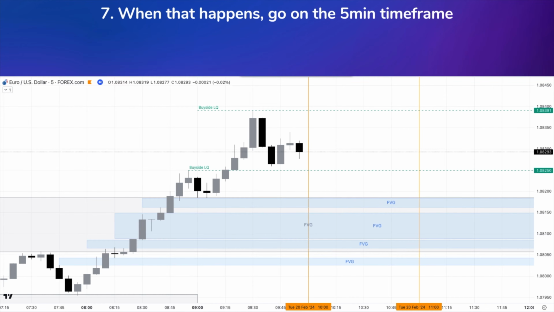Step number 7. When that happens, we're gonna go on the 5 minutes time frame. Notice here, guys, it's not yet 10 a.m. New York local time, and I'm already sitting in front of the charts, charting and trying to understand what the price wants to be doing next. And so here we are on the 5 minutes time frame, trying to understand better the price movements.